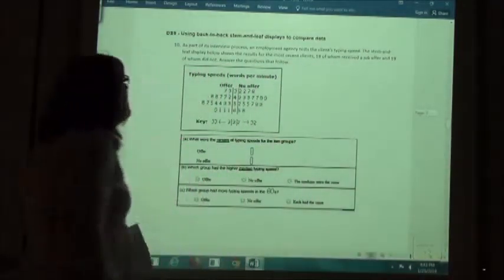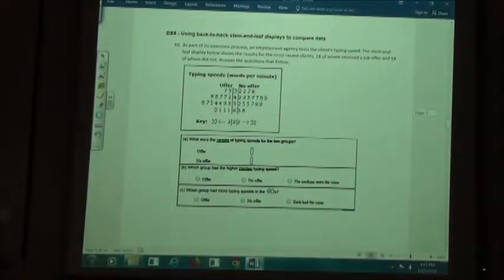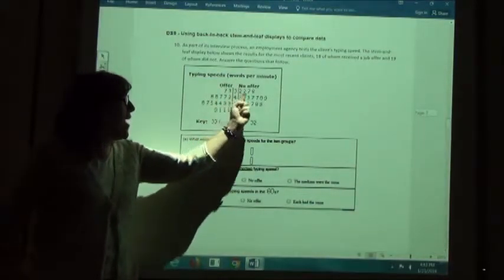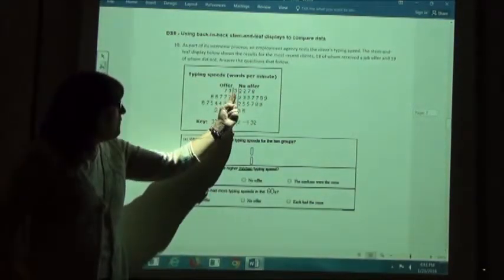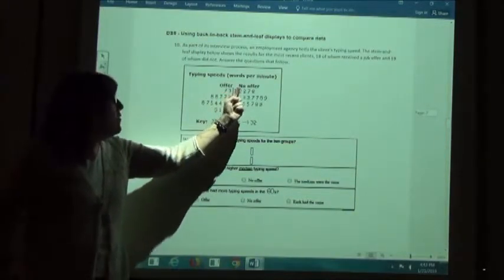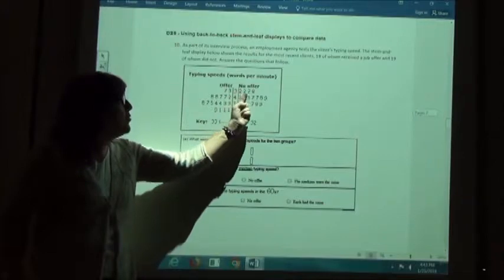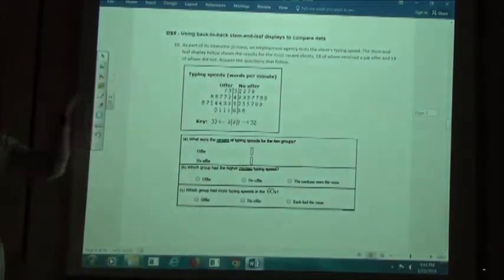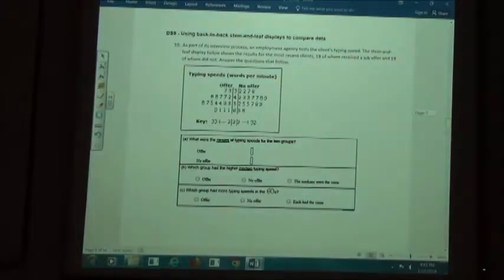So, using back-to-back stem and leaves, this goes from the middle outwards. For my offers, I have a 33 and a 37 offer. For my no offer, 32, 32, 37 and 38. So you go from the middle outwards.